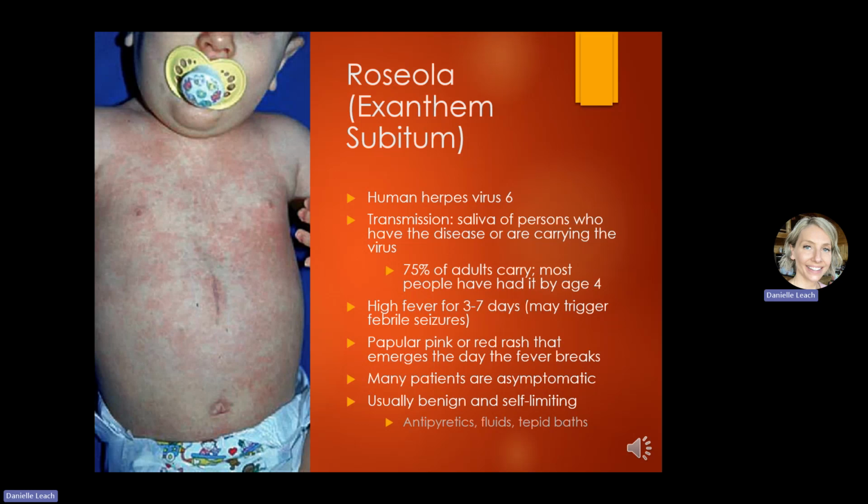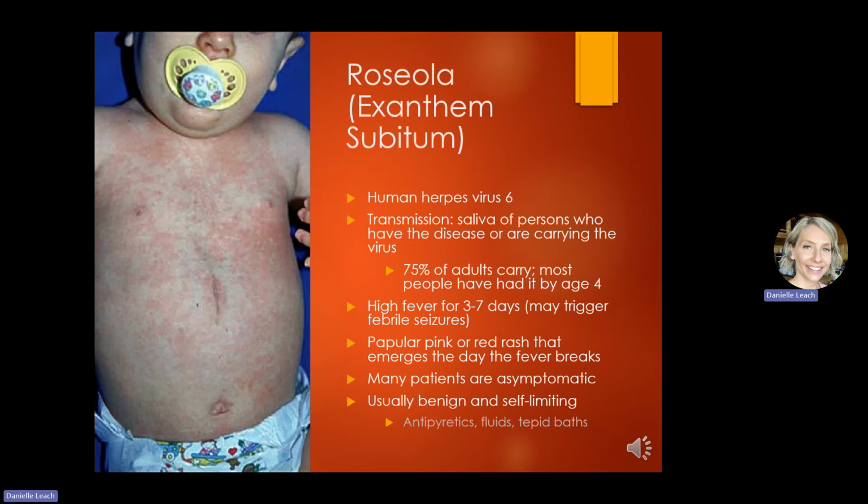After the fever breaks or goes down after the 3 to 7 days, the patient has this papular pink or red rash that emerges. Many patients, though, can be asymptomatic, possibly just have the fever, possibly just have the rash, and no other symptoms. Besides the fact that the fever is very high, it's usually a benign and very self-limiting illness that's just taken care of at home.